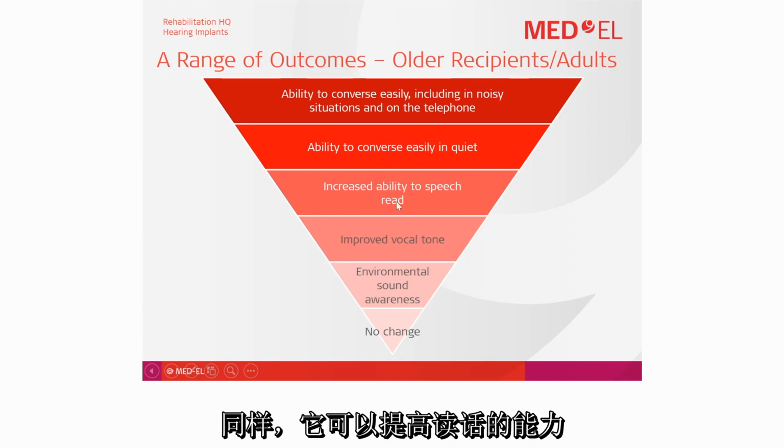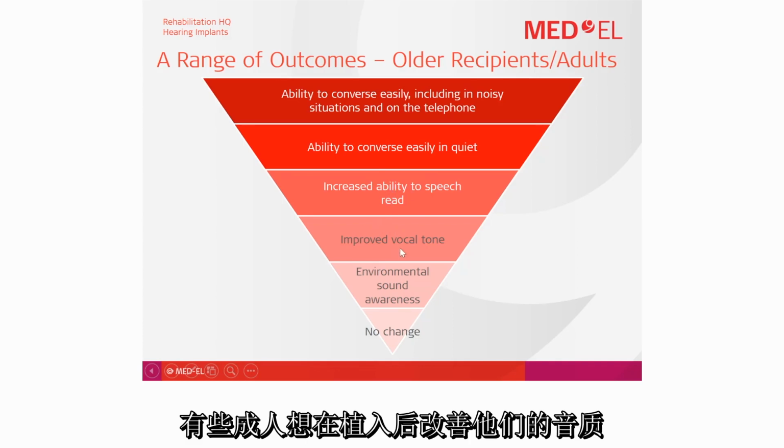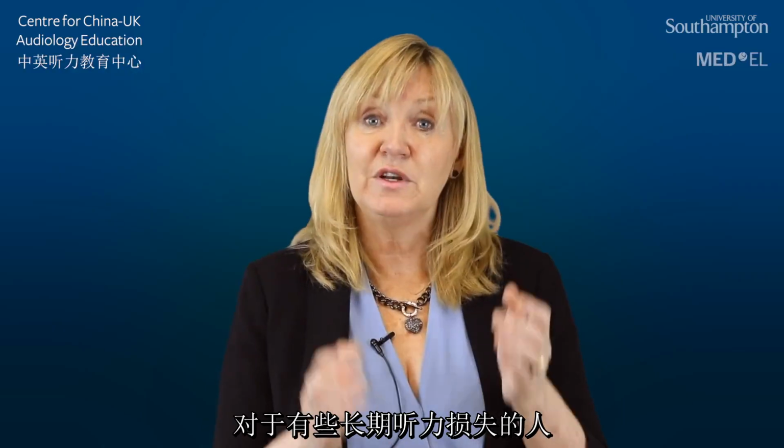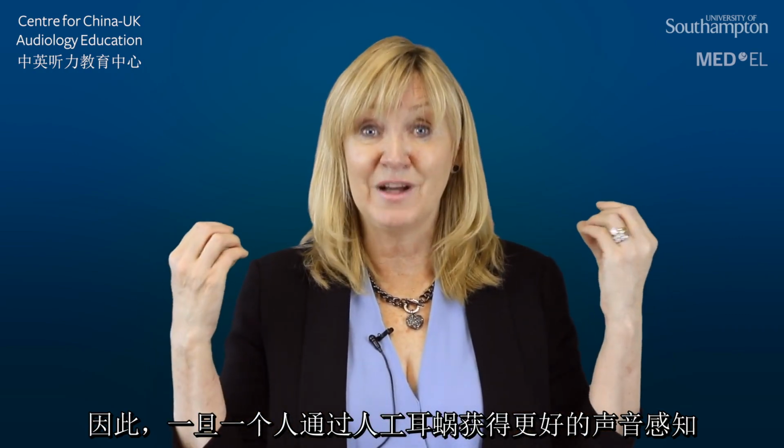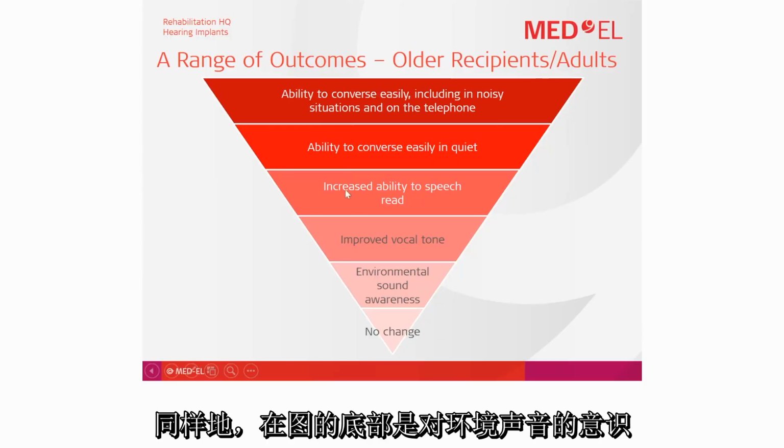Again, it could be an increased ability to speech read. Some adults manage to improve their vocal tone post-implant. So we know that for some people who have had a long-standing hearing loss, sometimes the tone of their voice is affected in a negative way. So once a person has a much better access to sound through a cochlear implant, this can be improved with rehabilitation. And again, towards the bottom of the graphic there, you see environmental sound awareness.